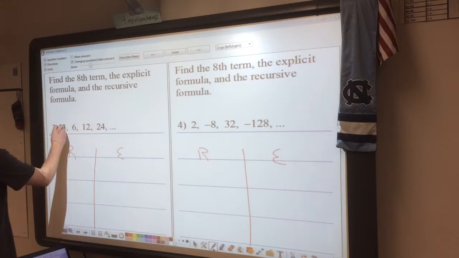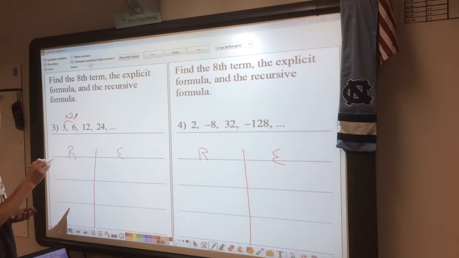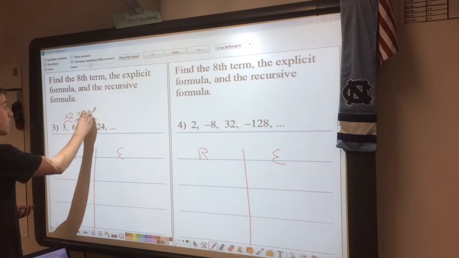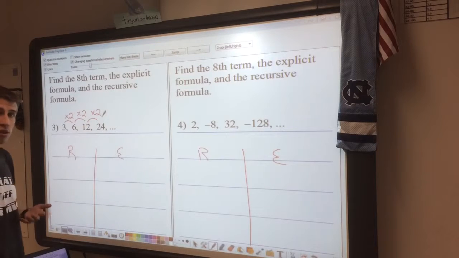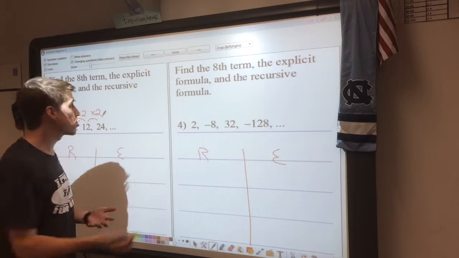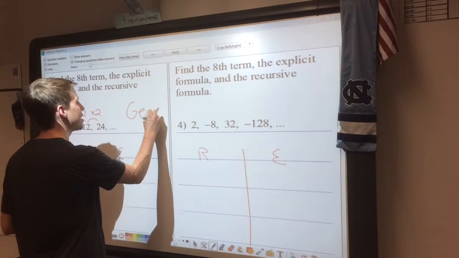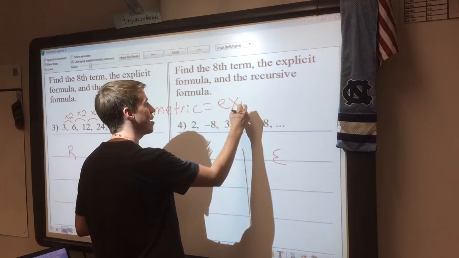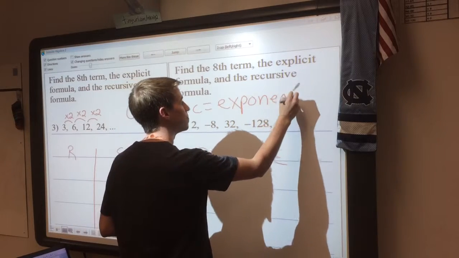What I see here is that 3 times 2 is 6, and 6 times 2 is 12, and 12 times 2 is 24, and that tells us we have an exponential pattern. But now in Algebra 2, we can also call this a geometric pattern. It's the same thing as exponential.